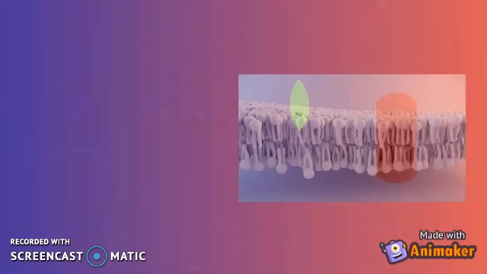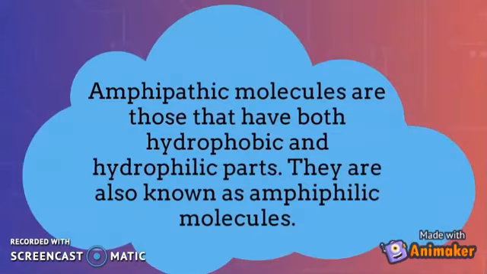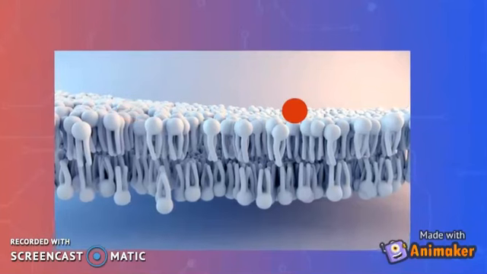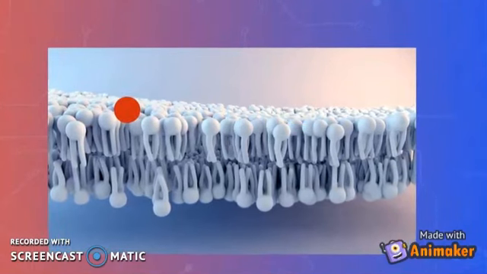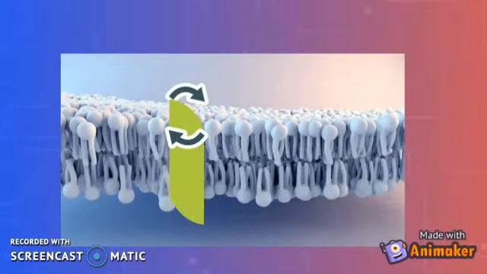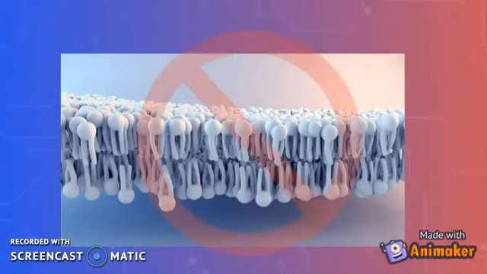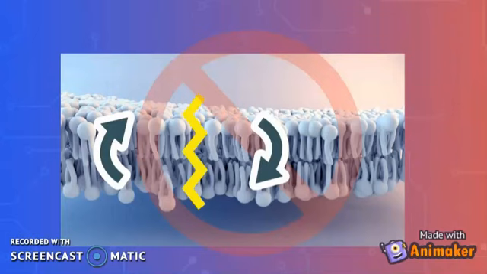Some of them span the membrane several times and are usually amphipathic. Amphipathic molecules are those that have both hydrophobic and hydrophilic parts. They are also known as amphiphilic molecules. Many of the intrinsic proteins exhibit lateral diffusion like this or rotational movement like this. But this is only about the axis. They do not exhibit the flip-flop movement, which changes their axis.